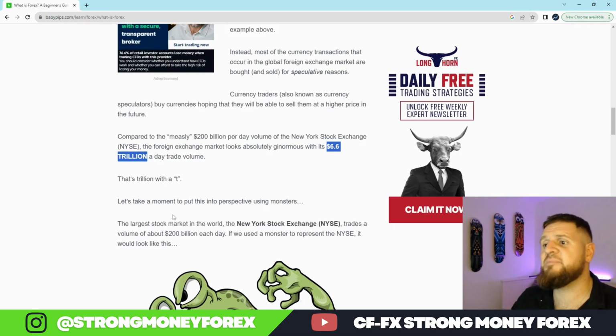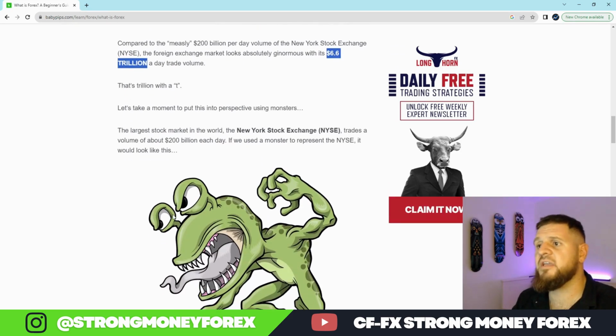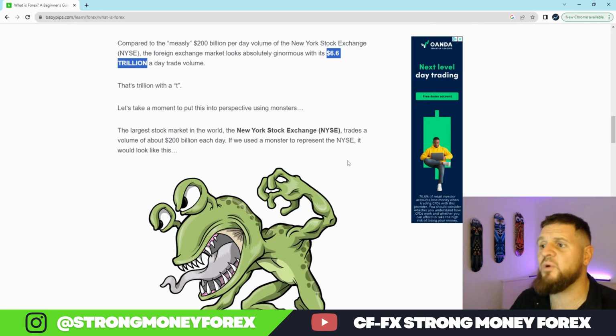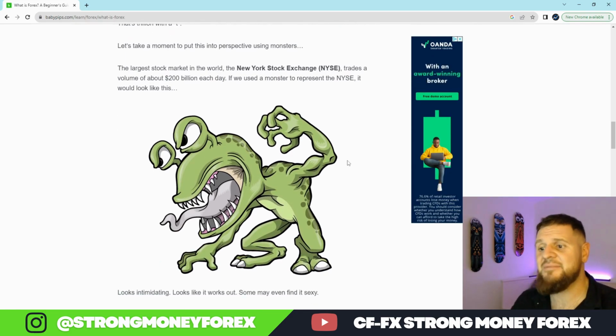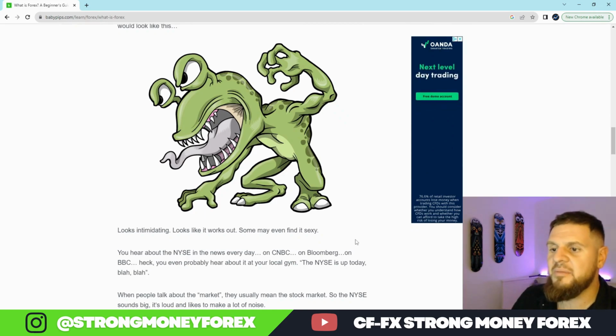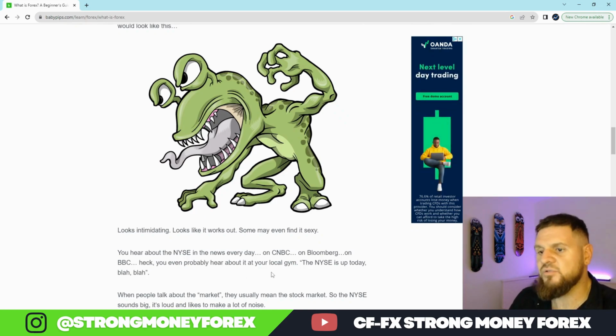So let's take a moment to put this into perspective. The largest stock market in the world, the New York Stock Exchange, trades about $200 billion each day. If we use the monster to represent the NYSE, it would look like this. Looks intimidating, looks like it works out, some even find it sexy. You hear about the New York Stock Exchange in the news every day on CNBC, on Bloomberg, on BBC. You probably even hear about it at your local gym.